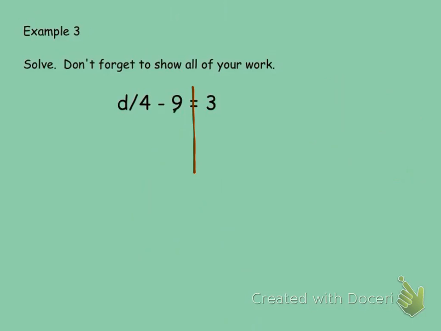Alright, so I want to draw my line through the equal sign. And then I'm going to highlight my variable, which is the d, and everything that goes with it. So because the 4 is with it, I'm highlighting that.